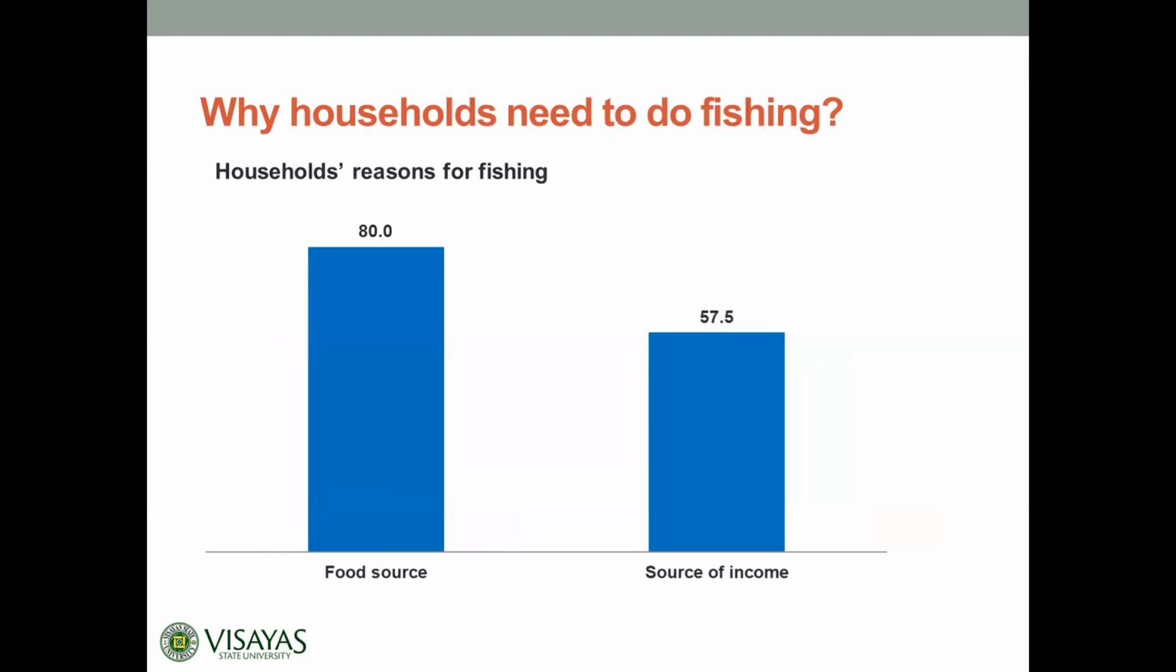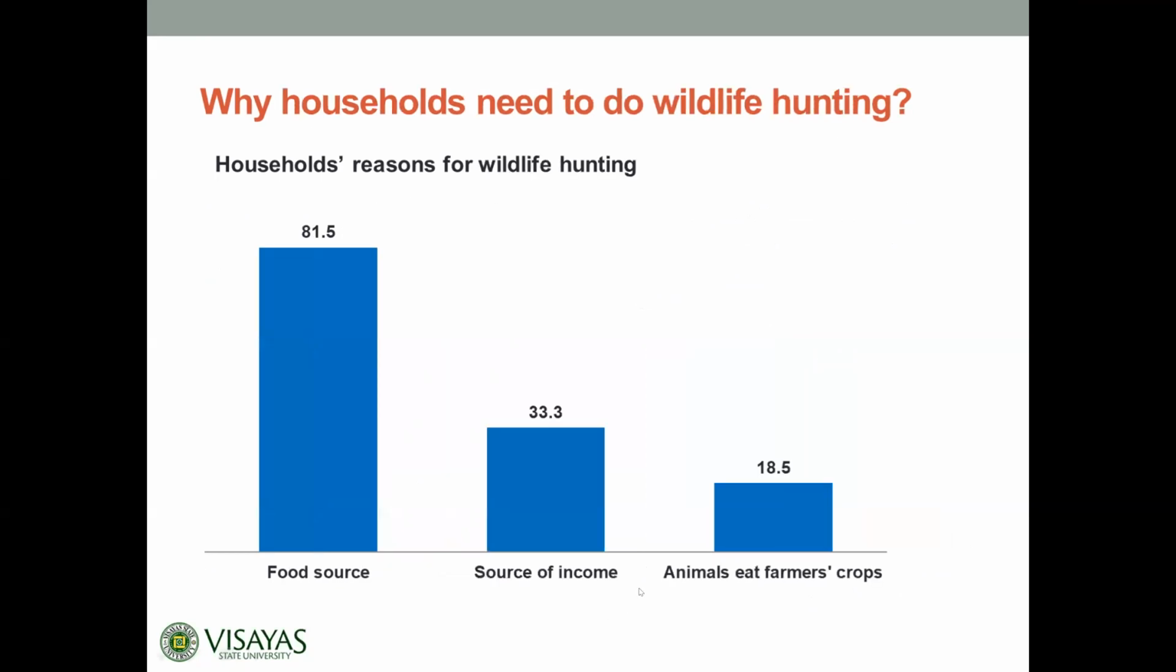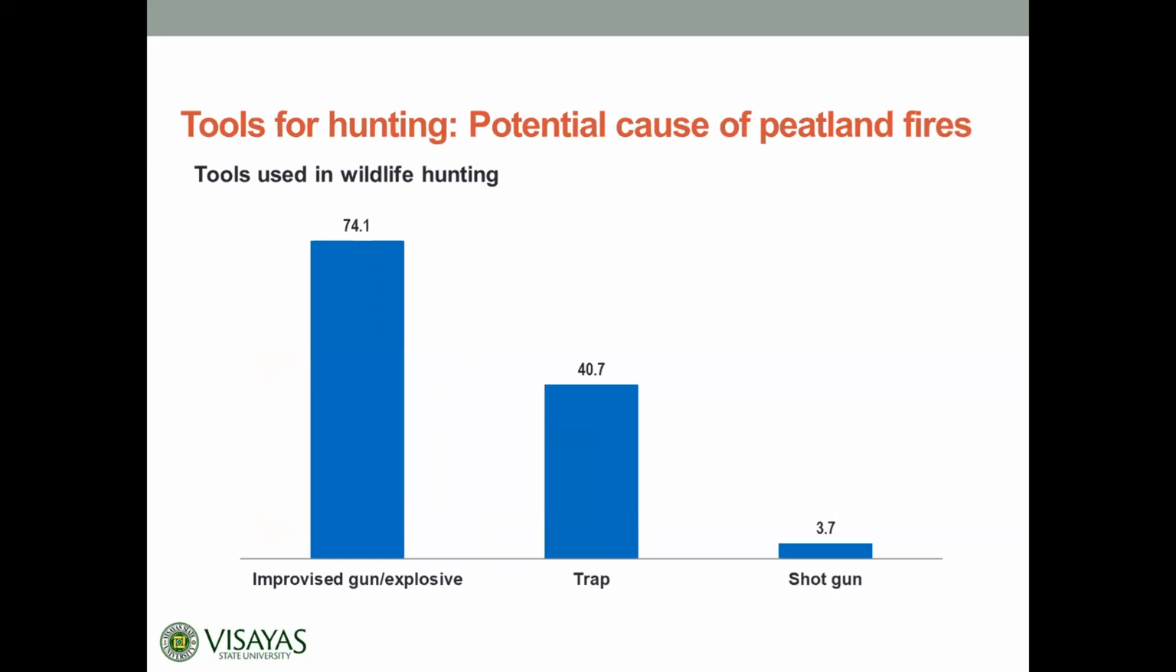Okay, thank you. So what are the reasons why households do fishing? As a food source, as a source of income. Why do households need wildlife hunting? Because it's also a food source, a source of income. And then they have one reason, that the animals destroy, they eat the crops. So they have to avoid it. So that's why they hunt those animals.